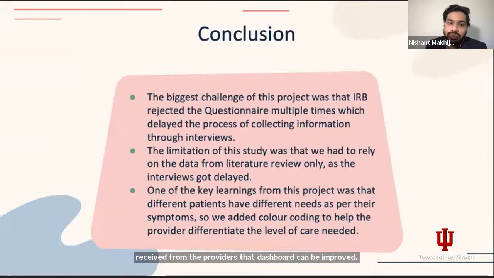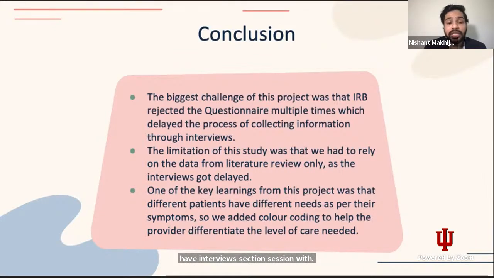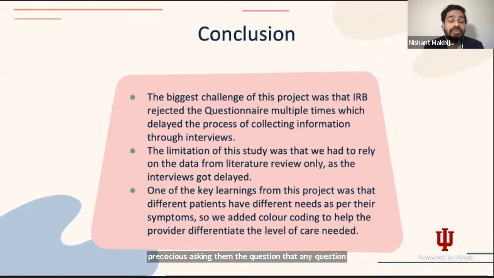Moving ahead to the conclusion section, the biggest challenge of the project was receiving the approval from IRB. The second challenge will be, once we have interview sessions with people living with dementia, we have to be very cautious asking them questions, so that no question hurts them.